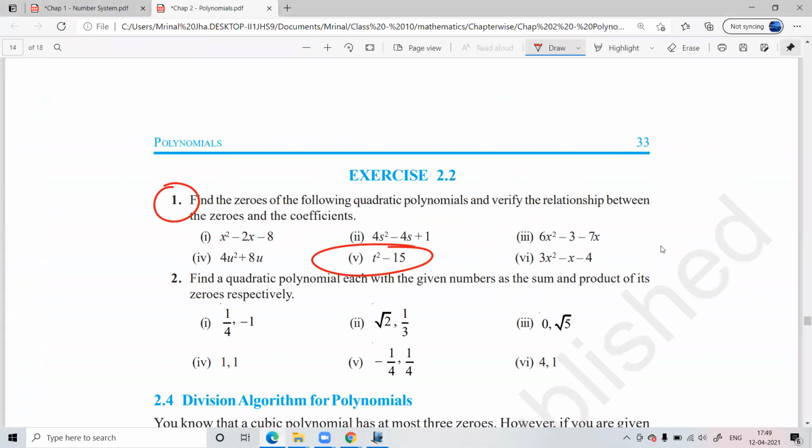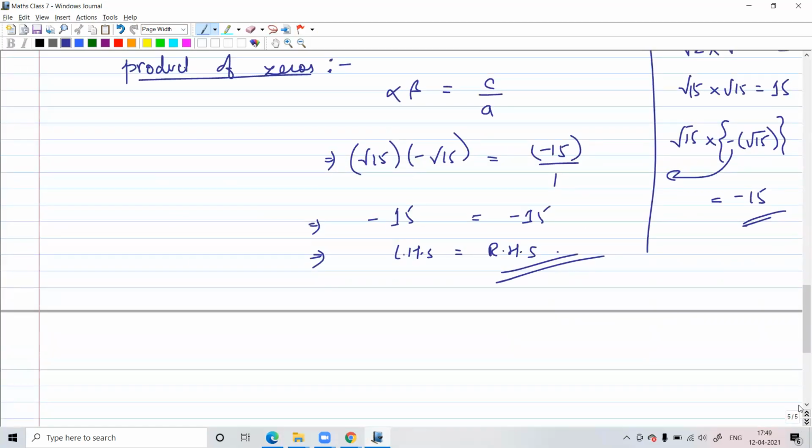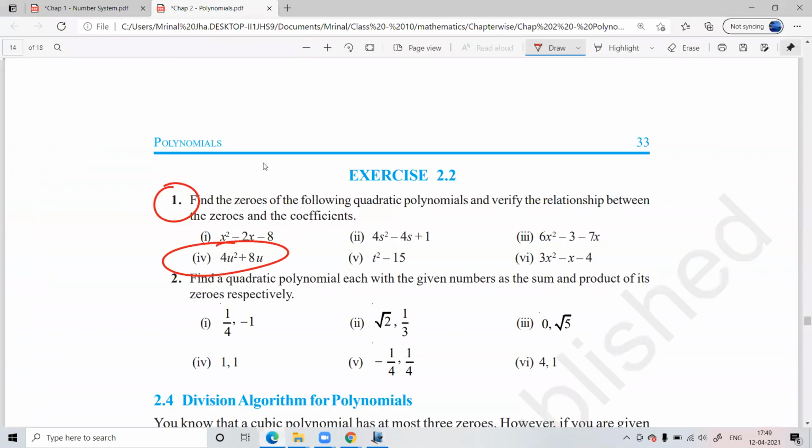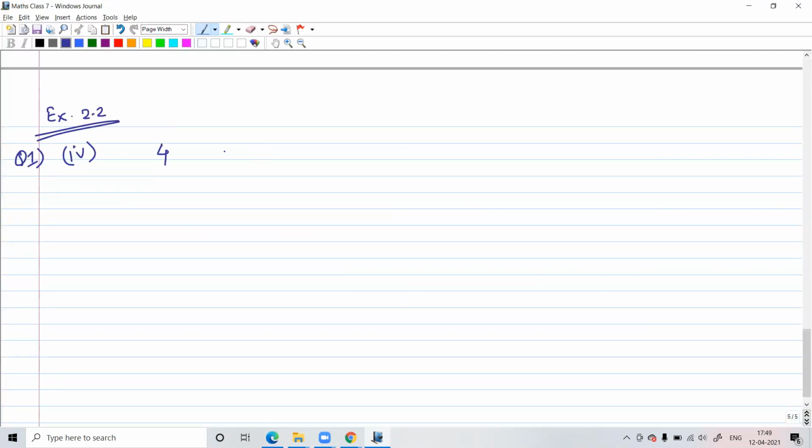So fourth one, sir, from Exercise 2.2. First one, fourth part. So this is exercise 2.2, question number 1, fourth part. What does the question say? 4u square plus 8u. Like I said just now, binomials are very easy to figure out. If you want to find the 0, just make it equal to 0.